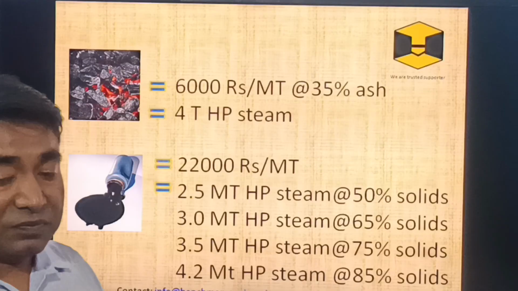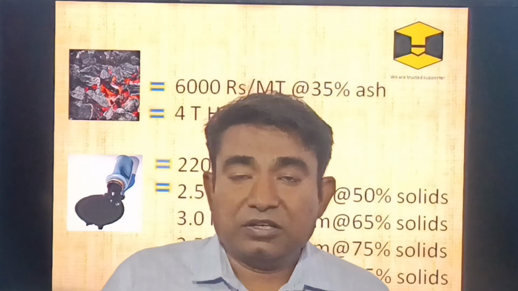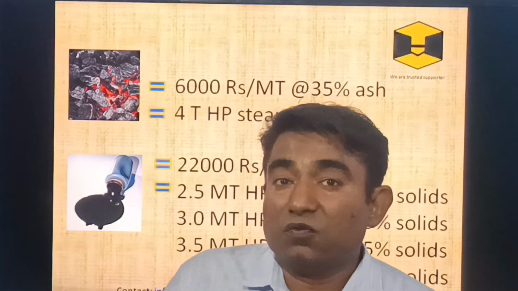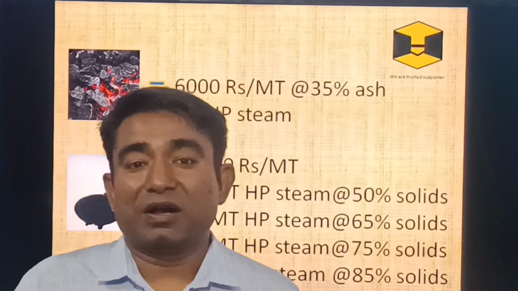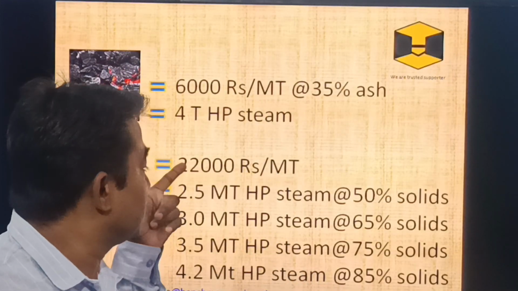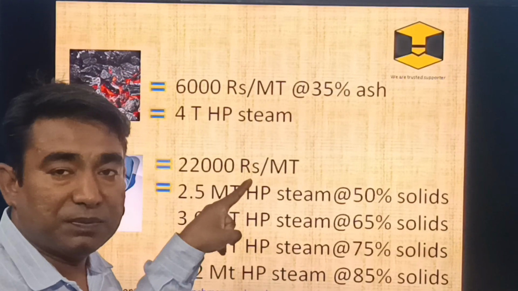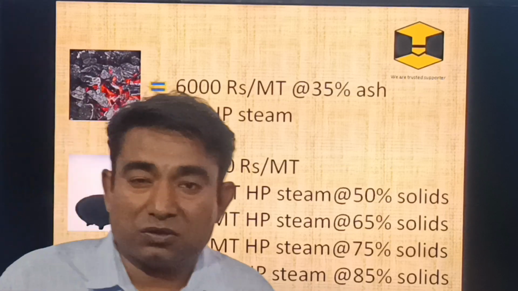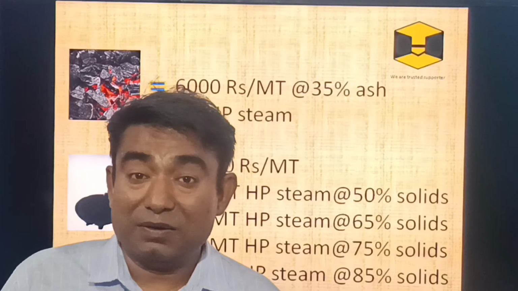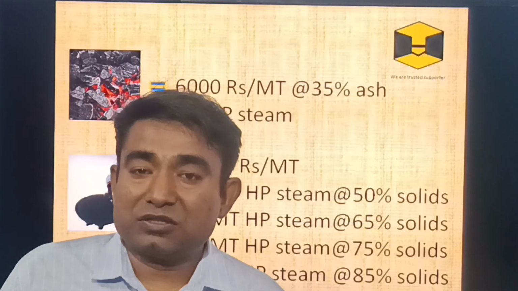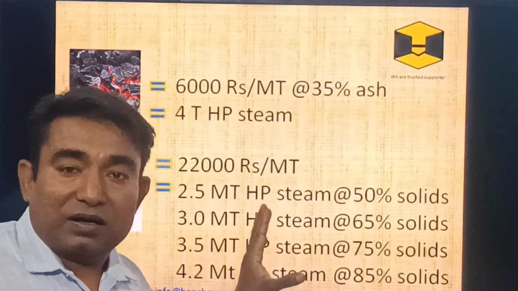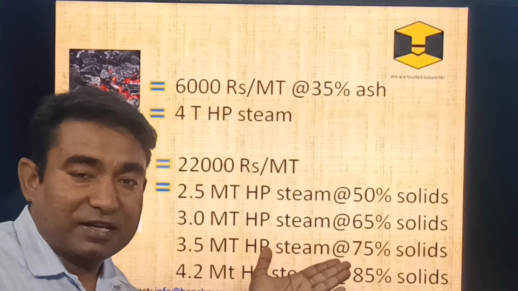So friends, at this point, you will find that coal price is 6,000 rupees, or 4 tons of HP steam per metric ton of solid. Here, black liquor solid cost is 22,000 rupees per metric ton. To produce black liquor solid, it consumes almost 1.1 metric ton of live LP steam and almost 350 worth of electricity, along with those costs which we have already explained.